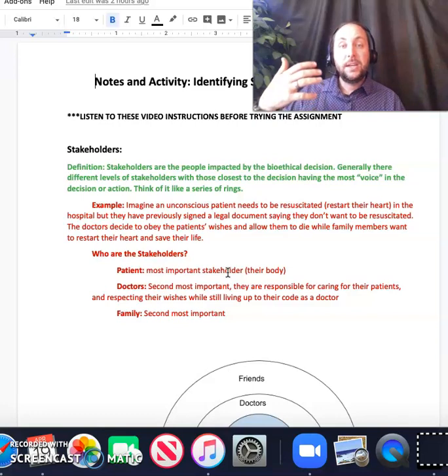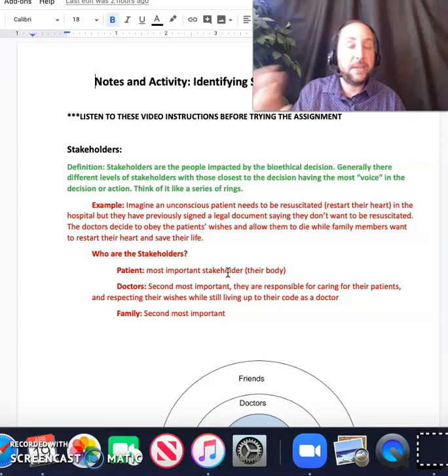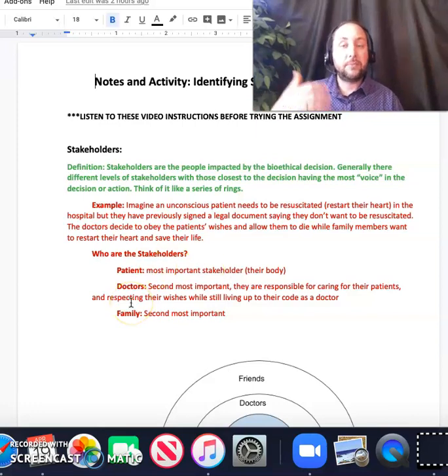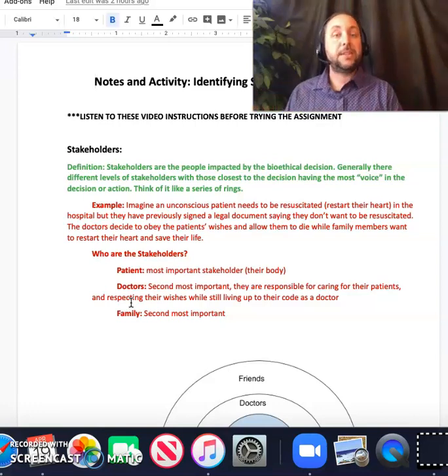They decide to value the legal document that the person whose heart has stopped signed, saying they don't want to be resuscitated. But who are the stakeholders? Who are the people that are involved? Well, the patient is most obviously involved because they don't want their heart restarted, and they're the ones dying. The doctors are involved. They're probably the second most important in this case because they're responsible for caring for their patients and respecting their wishes while also trying to preserve life, which is their job. That's part of their code. So they come into conflict. They want to save life, but the person has asked them not to do certain things to save their life.